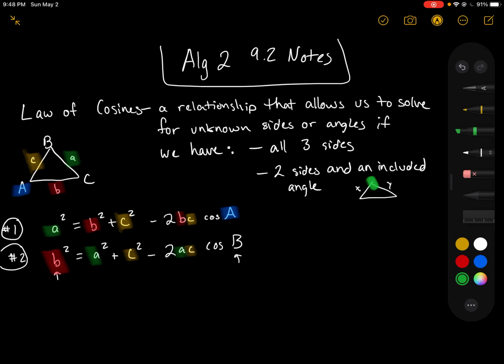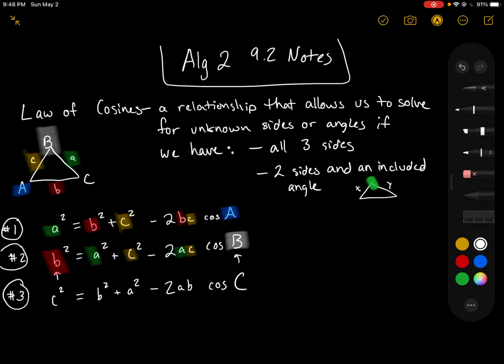So same thing, go through and highlight here for consistency's sake. There's our little c. Our little b is here now. Our little a is both here and here. And then now we're introducing our new angle, angle B. The last one is a very similar setup. c squared is on the outside, which means that b and a are on the inside. And then it's the cosine of C.